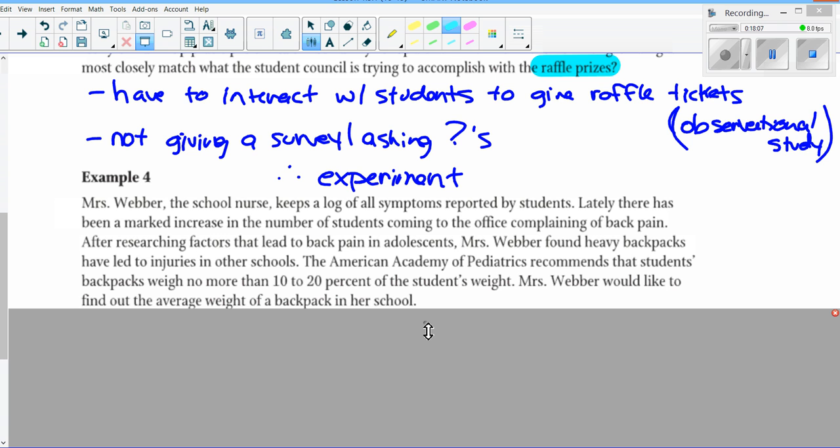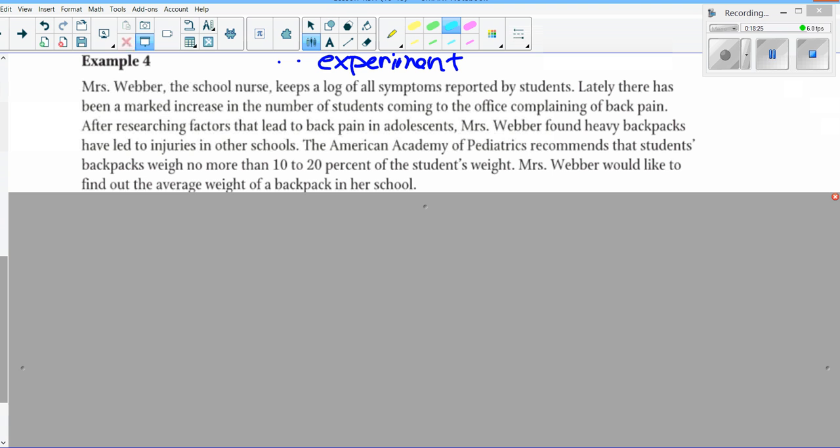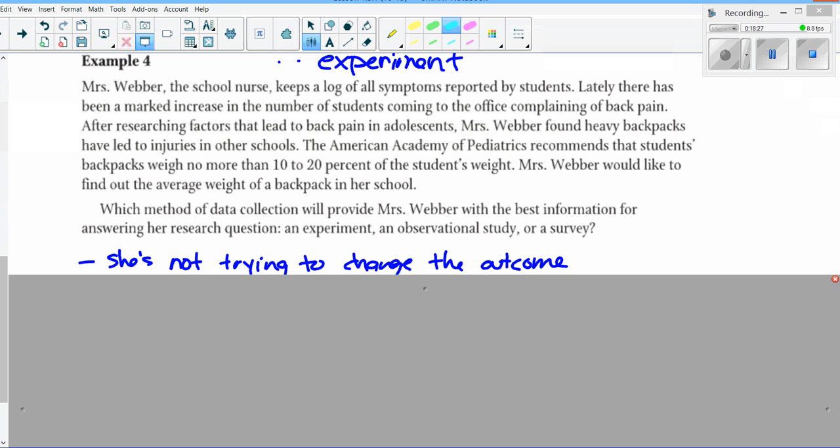Like, she can't look at a backpack and say, oh, that looks like 10 pounds, and that student looks like 130 pounds, so this is a certain percentage of their body weight. So an observational study is just not possible. You can't figure these things out by just observing. And the second that you begin to interact, it's not an observational study. So that's what I wrote here.